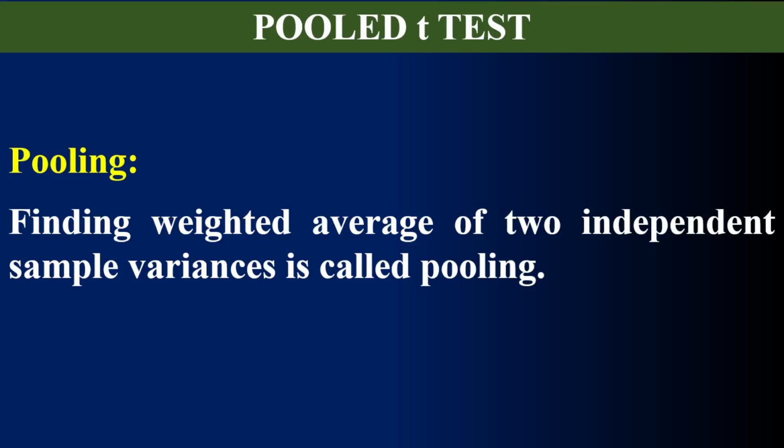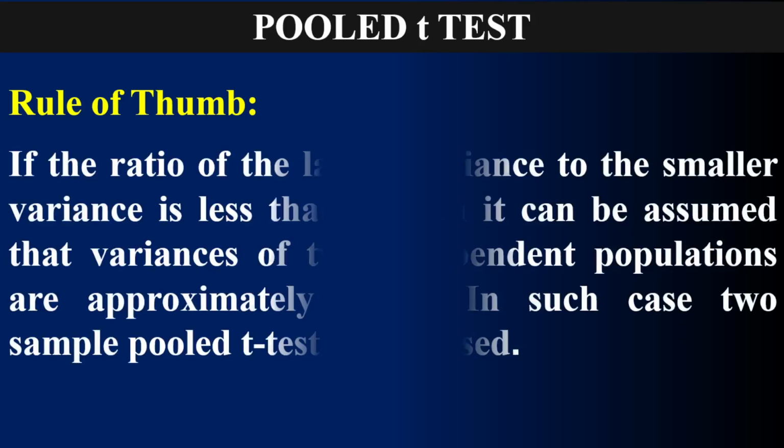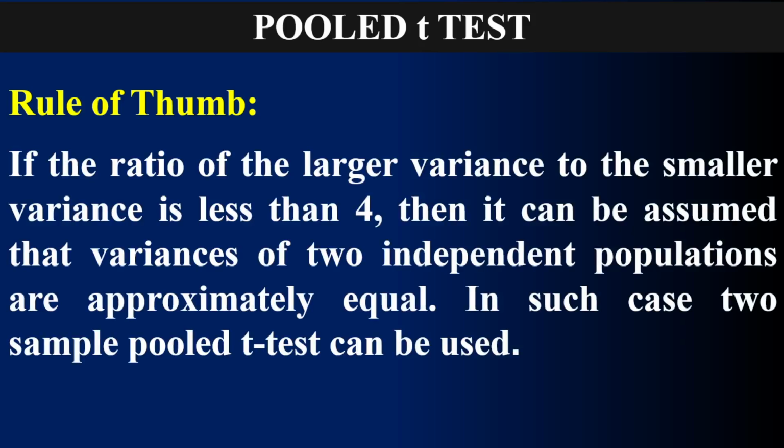And in that we have to check whether the variances are equal or not. For that different tests are there, but roughly we can check whether the variances are equal or not. For that we have to remember this rule of thumb. This gives a rough idea about the equality of variance. If the ratio of the larger variance to the smaller variance is less than 4, then it can be assumed that the variances of two independent populations are approximately equal. In such a case, the two sample pooled t-test can be used.